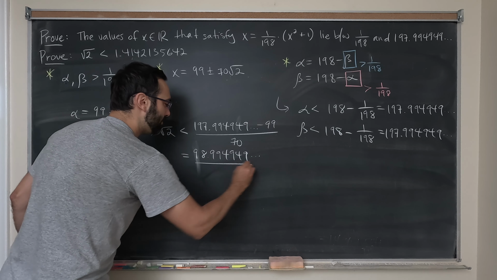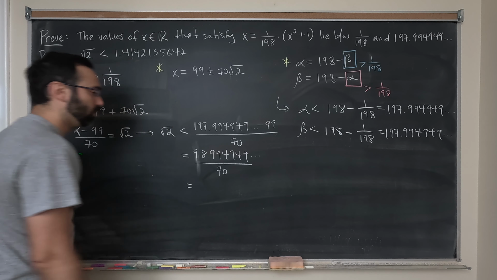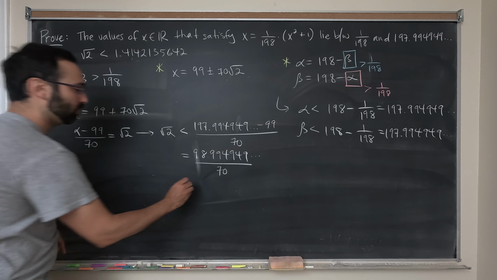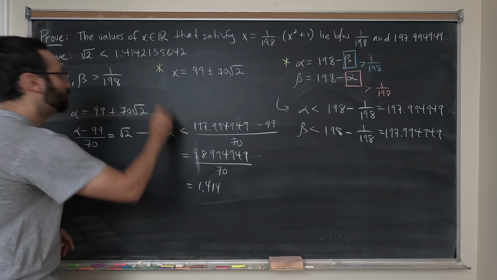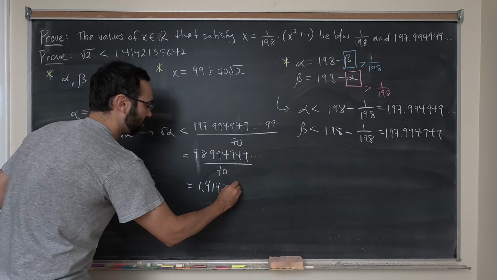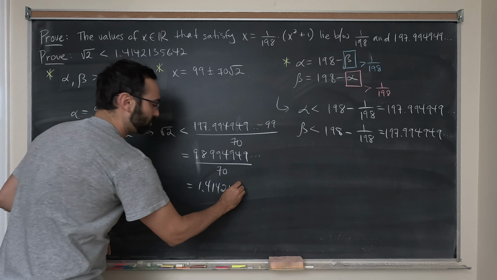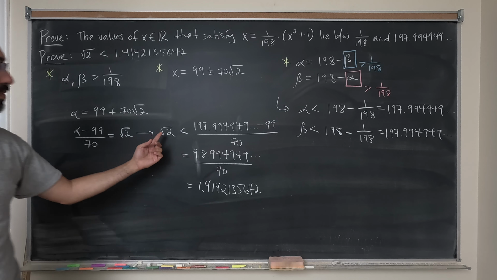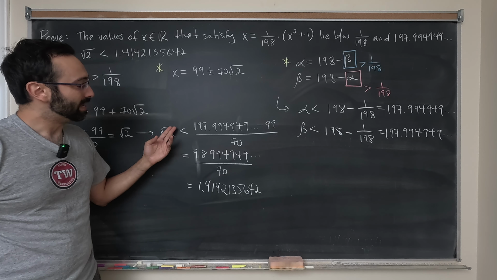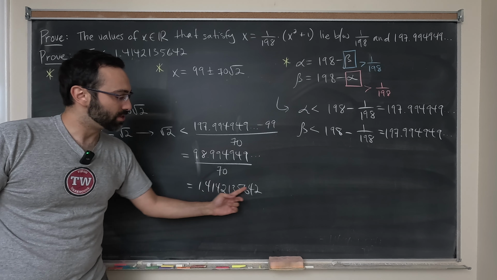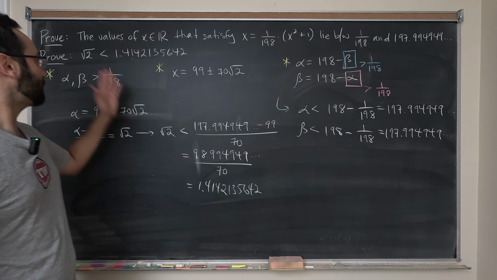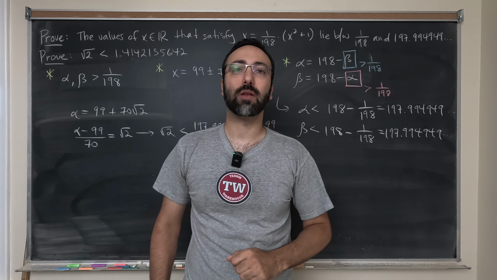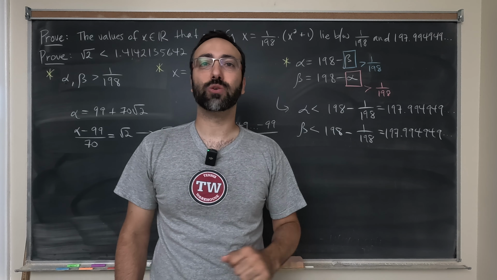And when we divide by 70, what does this work out to be? Well, in fact, it works out to be 1.4142135642. So indeed, we can say that the square root of 2 is less than this value right here. And now that completes the second part of the proof. So we're done. We've completed part 1 and we've completed part 2. Hope you enjoyed. Thanks for watching.